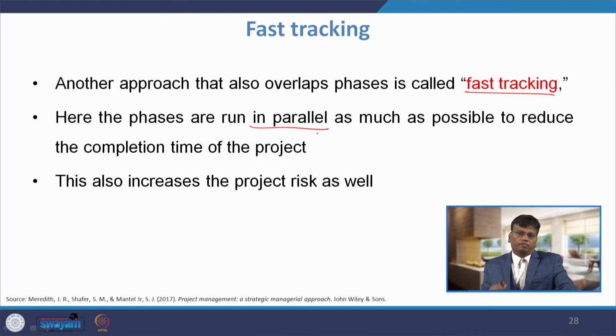The advantage of running different phases of the project in parallel is that we can reduce the project completion time, but at the same time you have to take care of the precedence of each phase. For example, if there is a requirement that phase 2 should be started after completion of phase 1, that precedence has to be maintained. This also increases the project risk. When you do it in parallel, if there is a problem in one phase, that may affect the completion of other phases also. So, there is a risk in running the project in parallel.